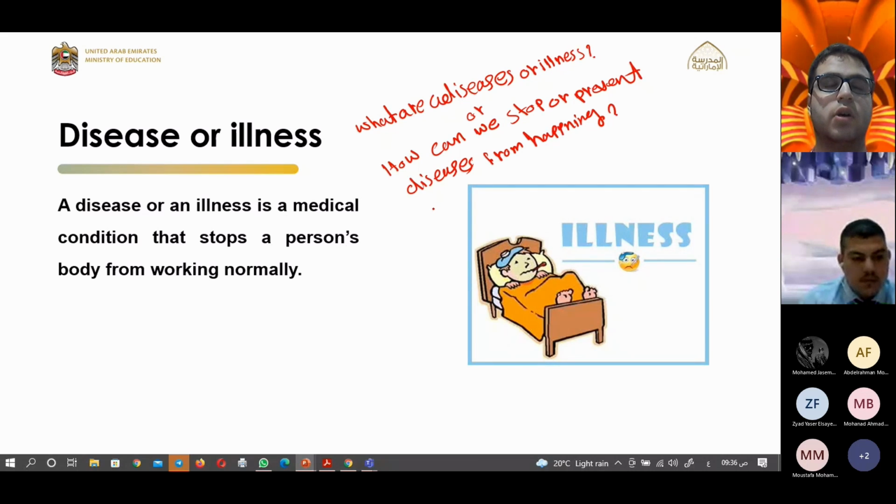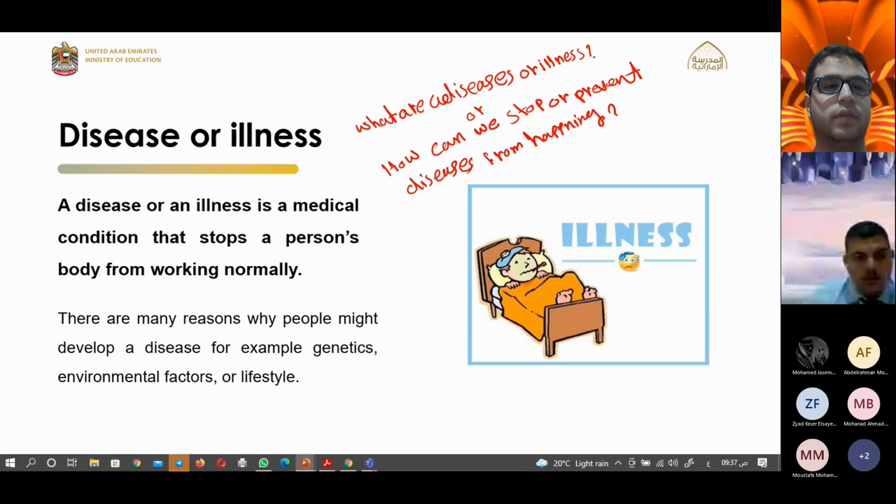First, a disease or an illness is a medical condition that stops the person's body from working well, and we can stop it by washing our hands with water and soap. There are a lot of ways that a virus or disease can spread. It looks like touching something dirty or not cleaning. Excellent, Ibrahim.